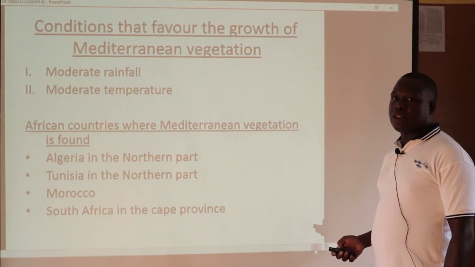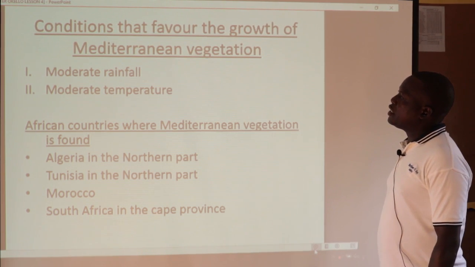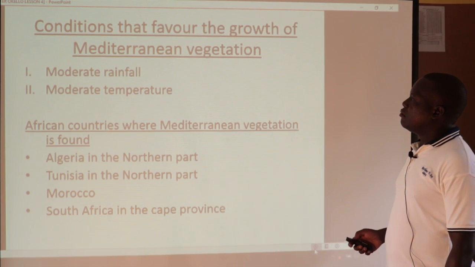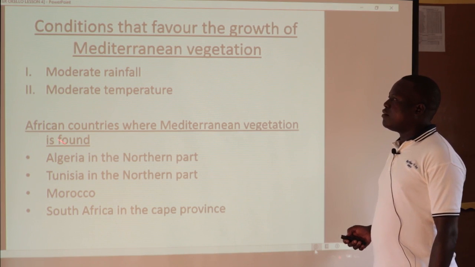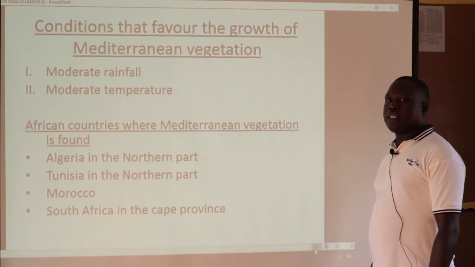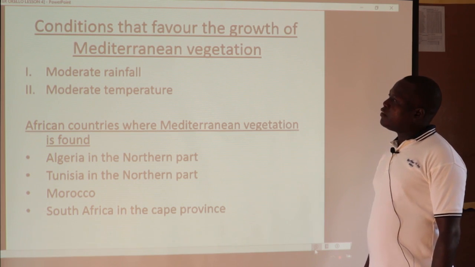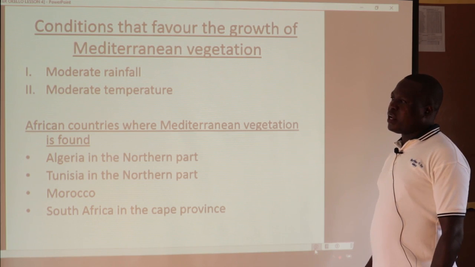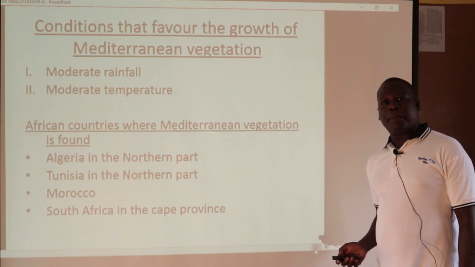There are conditions, and mainly we are focusing on the two conditions here: that the Mediterranean lands receive moderate rainfall. We also have the moderate temperatures. The temperatures don't go too low, they don't go too high. Then the rainfall is also not too high or too low. So everything gives the condition for the citrus fruit to do best.